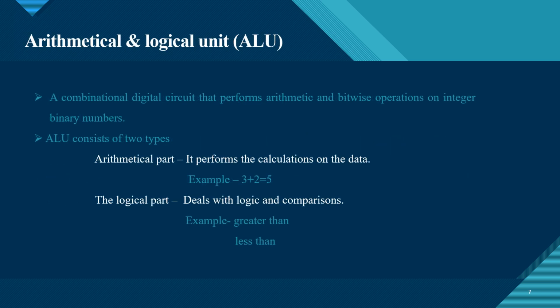Lastly, the arithmetical and logical unit. A combinational digital circuit that performs arithmetic and bitwise operations on integer binary numbers. The arithmetical logical unit consists of two parts: the arithmetical part and the logical part. The arithmetical part performs calculations on data, for example, addition, subtraction, multiplication, etc. The logical part deals with logical comparisons, for example, greater than, less than, etc.